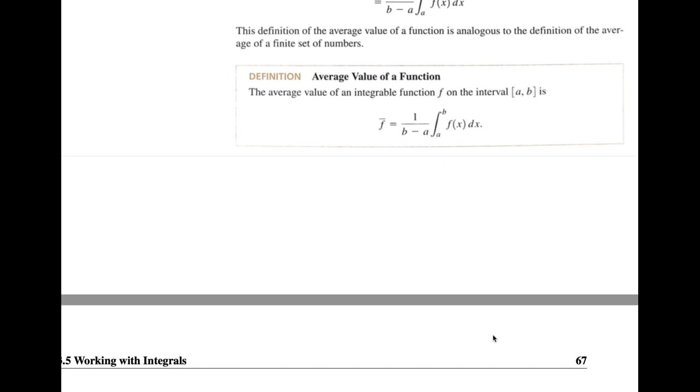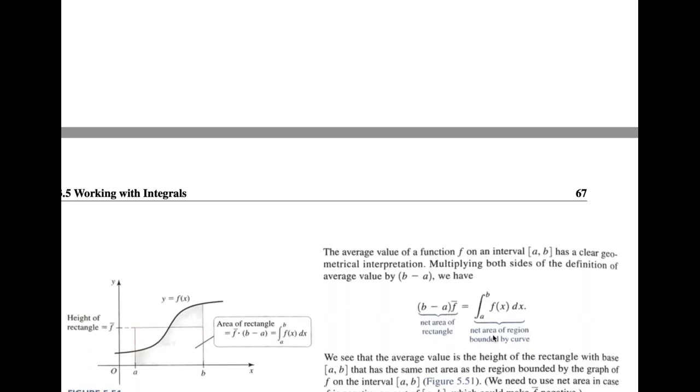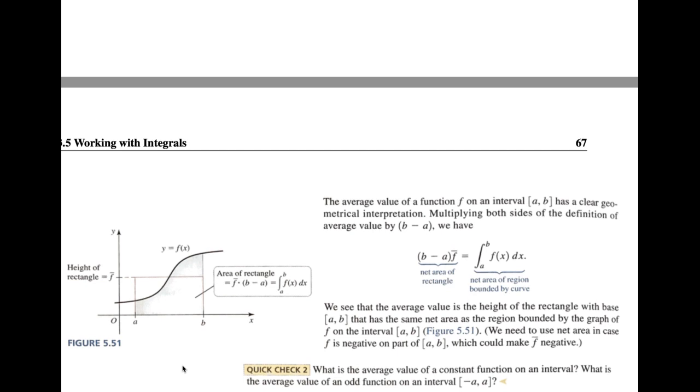There's a nice geometric interpretation of this result. Multiplying this equation by b minus a gives this. So the integral is the area beneath the curve, and it has the same value as the area of the rectangle of width b minus a and height f bar. Here's a quick check. Stop the video and think about it.